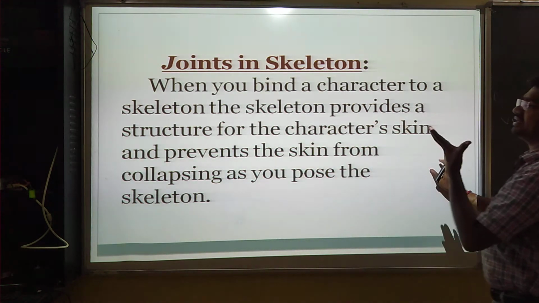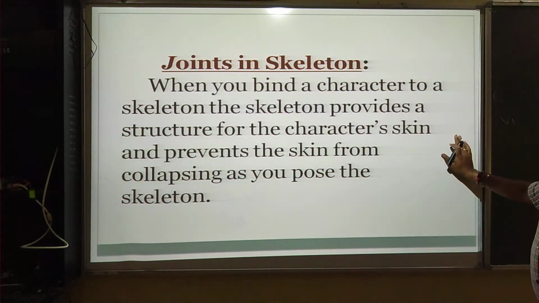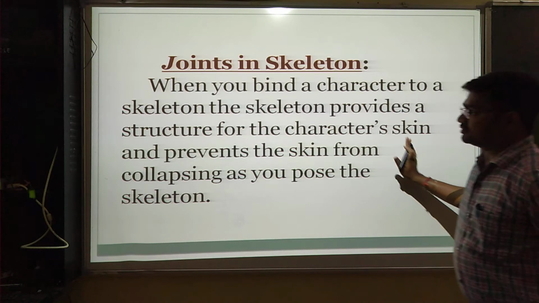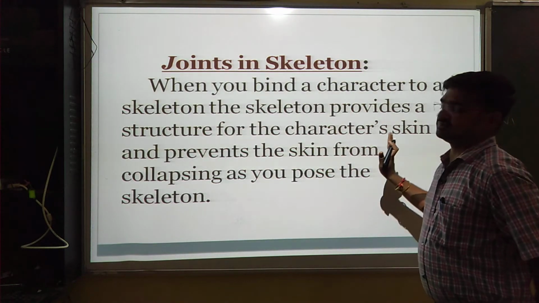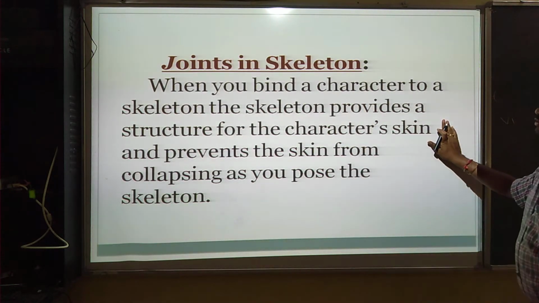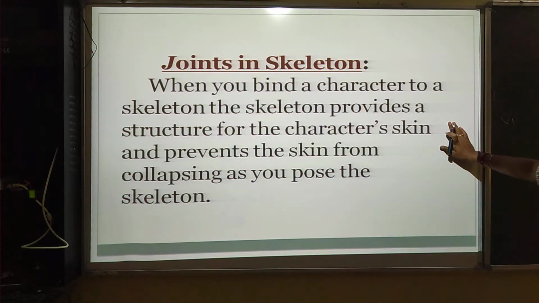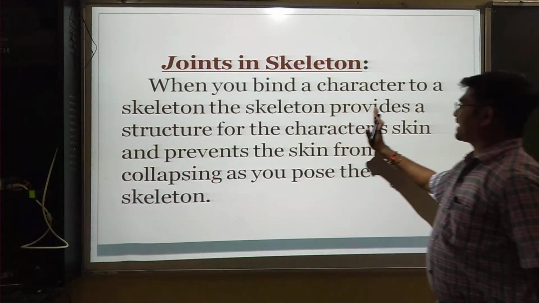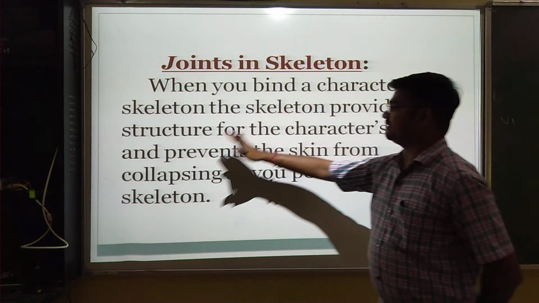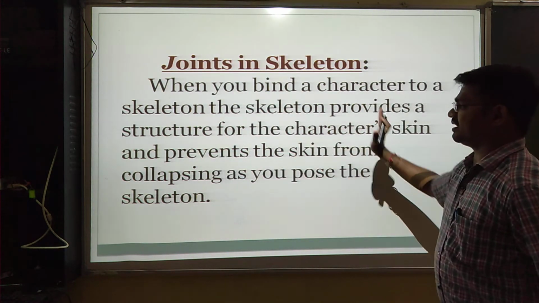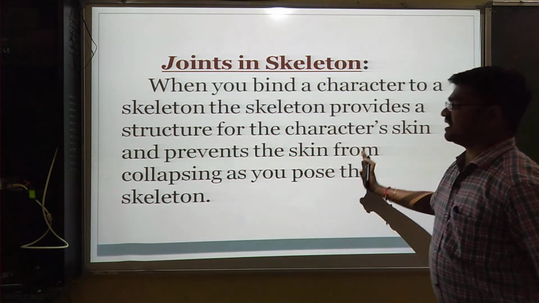Then in this topic, the joints in a skeleton. When you bind a character to a skeleton, the skeleton provides a structure for the character's skin and prevents the skin from collapsing. Then how to make the joints in the skeleton? When you bind the character to a skeleton, it provides a structure for the skin and prevents the skin from collapsing.